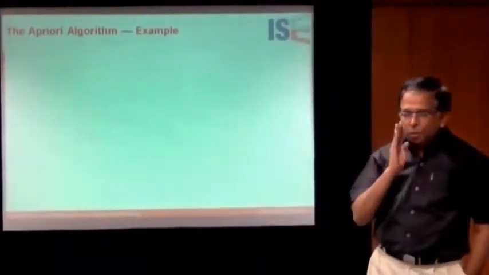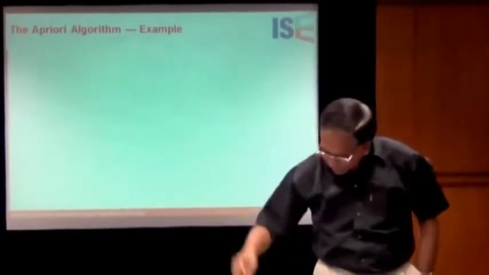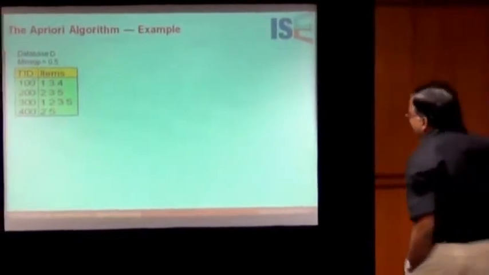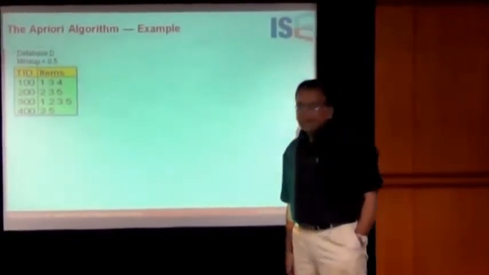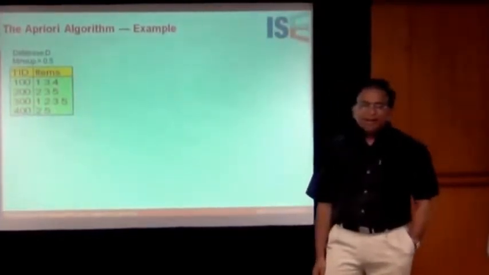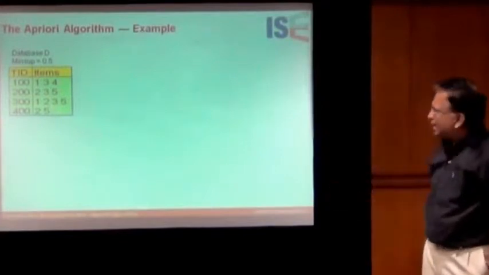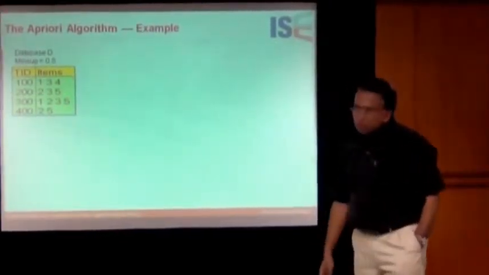So I'll work out an example, a slightly larger example than that. Let's say this is our database B. There are 4 transactions here. TID is a transaction ID. By itself, the number doesn't mean anything, 100, 200, 300, it's just a transaction ID. And the items are these.